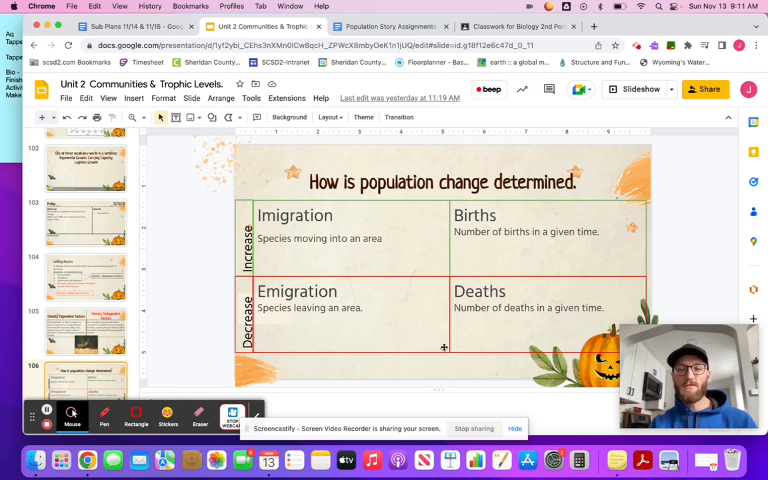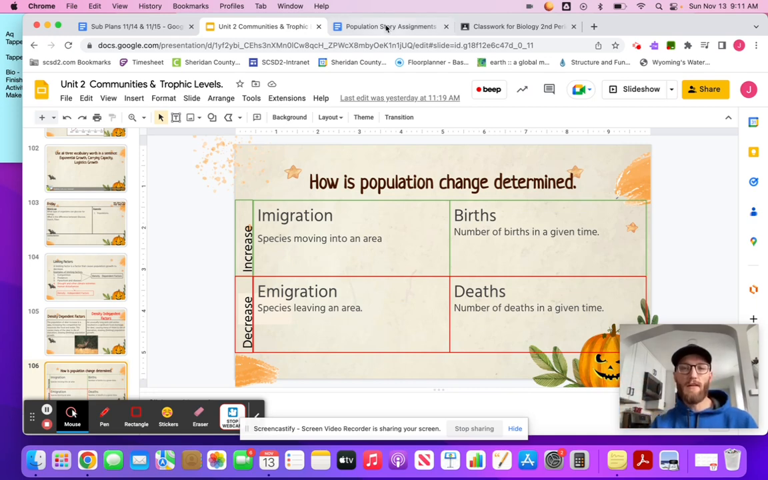So we look at these things in total and say, okay, how many organisms move into an area, how many organisms are born in a given time frame, and then we look at how many have left the area, how many die. And then we can say, okay, is that population actually growing? Is it staying the same, or is it decreasing? Okay, and that's how we look at that.